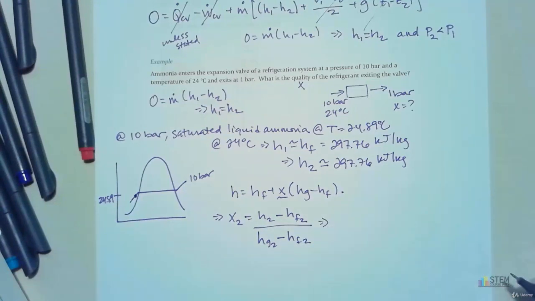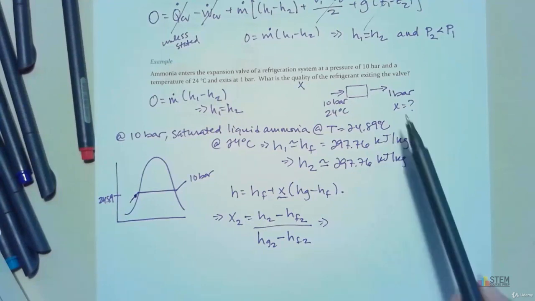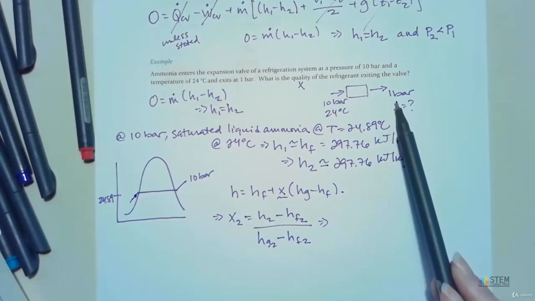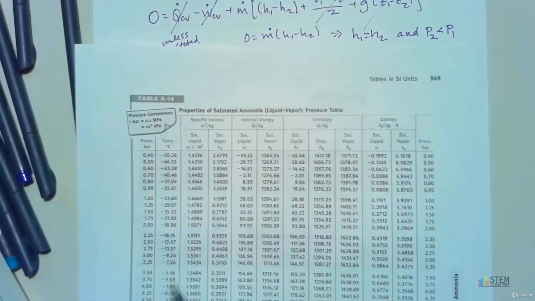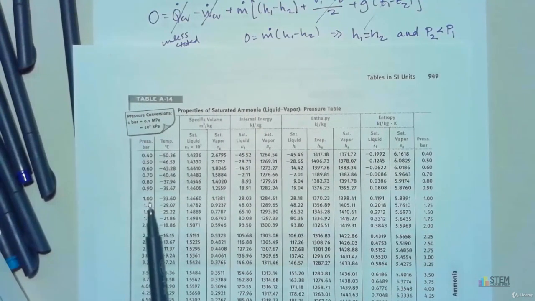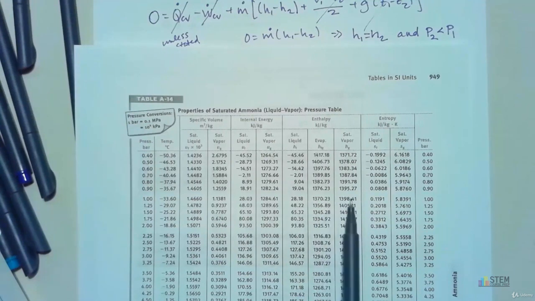And then we plug in our values. Now remember, at state 2 we have a different pressure now. We're at a pressure of 1 bar. So we're going to use the 1 bar to find these values here. If we go to the table, 1 bar is right here. Come over here. hf is 28.18, and then hg is 1398.14. But remember, this middle column is the difference between these two. So this one's 1370.23, so we'll use this one in the denominator.